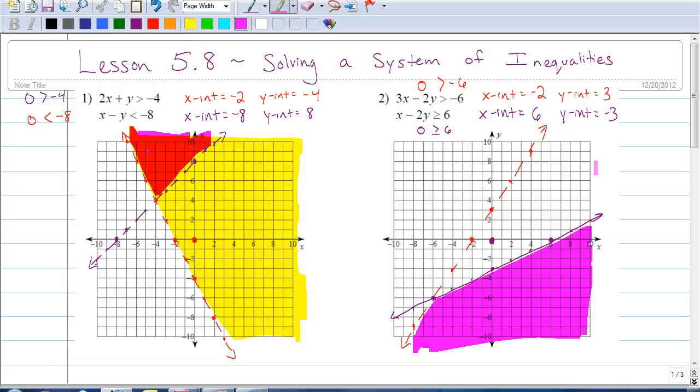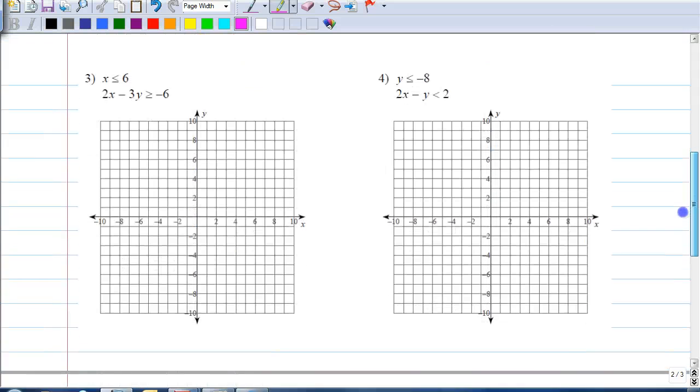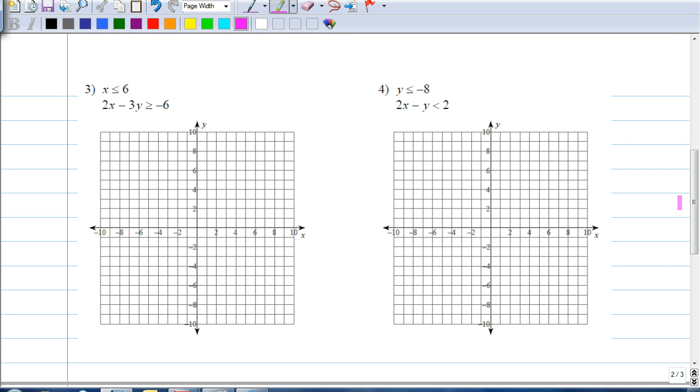Okay. So why don't you take a minute and work on these next two examples on your own. Pause the video and hit play when you're ready to check your answer. Remember that if you have an equation like x is less than or equal to 6, that's going to be a vertical line, and y equal to a number will be a horizontal line, just to remind you. So take a few minutes to work on those, and again, hit play when you're ready to check your answers.